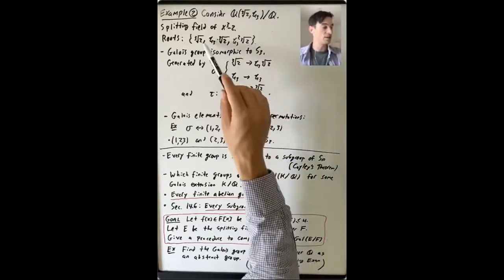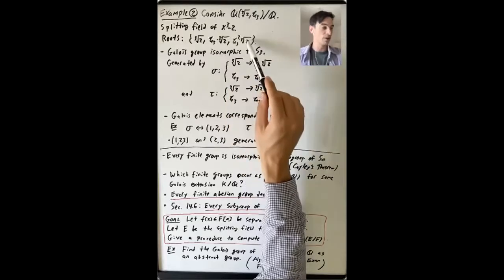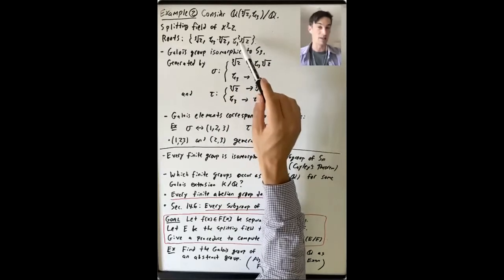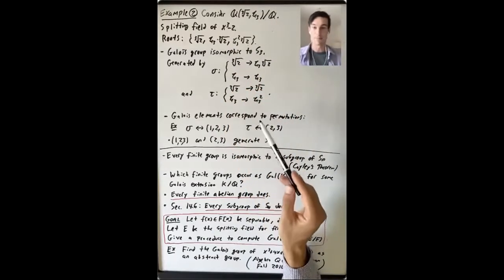So you can see, what does this do to the roots? Well, it sends the first root to the first root, but it sends the second root to the third root. And think about what it does to the third root. It sends zeta 3 squared to zeta 3 to the fourth, which is zeta 3 to the first. So it sends the third root to the second one.